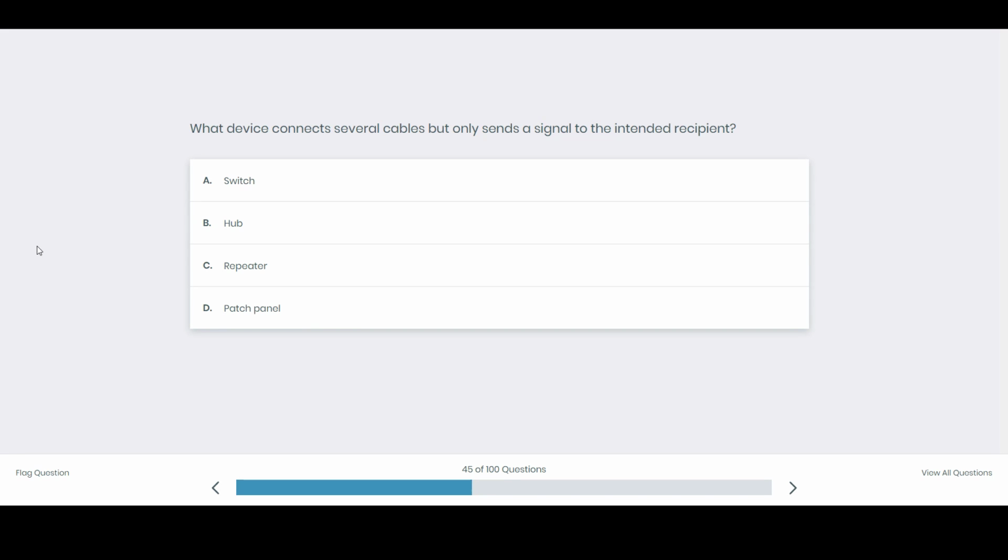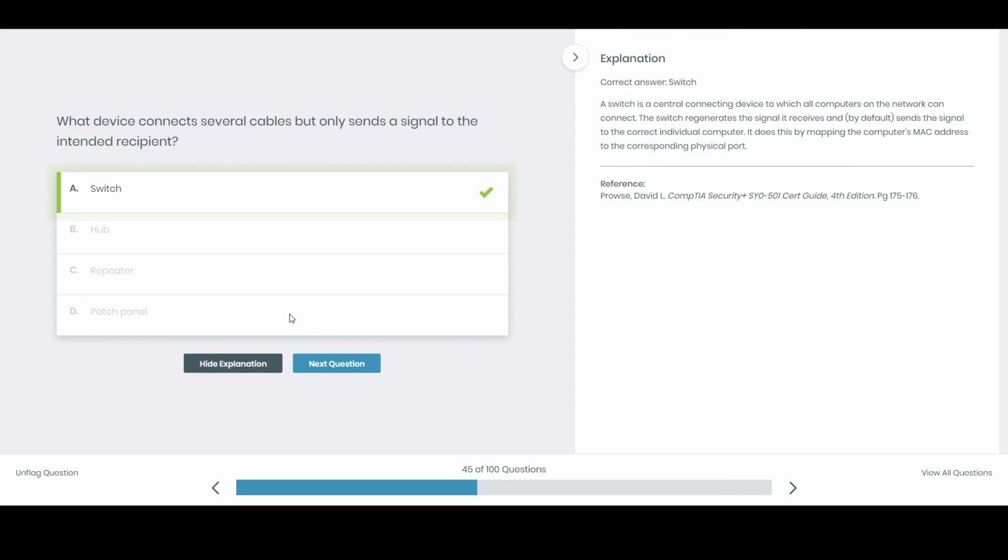What device connects several cables but only sends a signal to the intended recipient? Switch? I'm not sure, but let's plug this one in. What comes to my mind is switch. Yes, it's a switch. A switch is a central connecting device to which all computers on the network can connect. It receives the signal and by default sends it to the correct recipient.